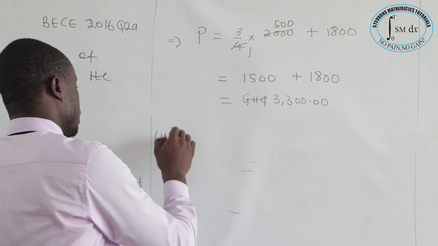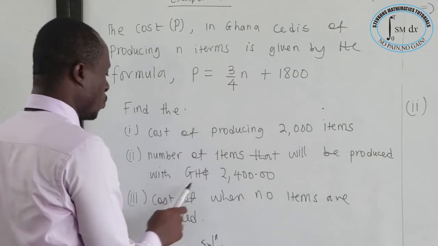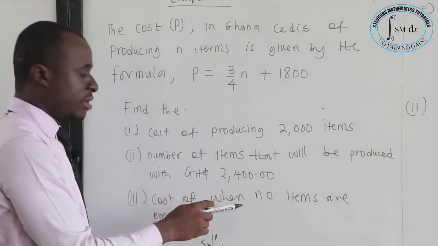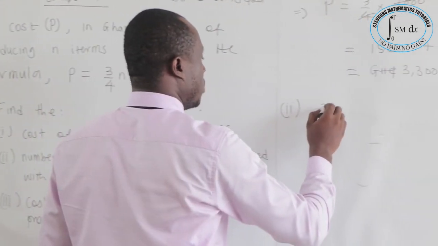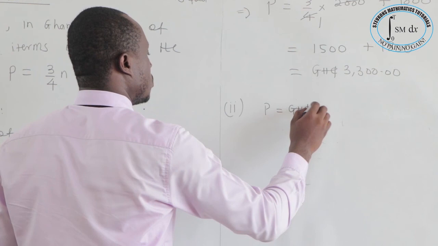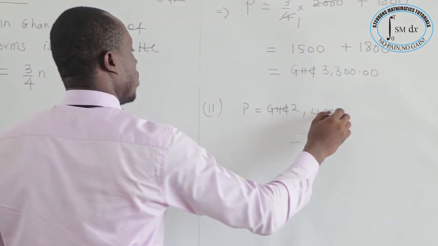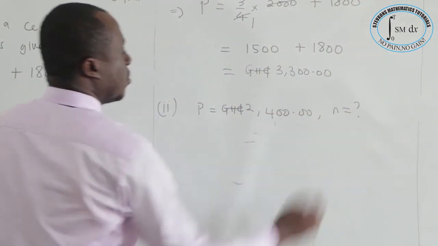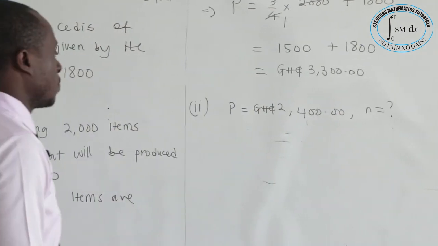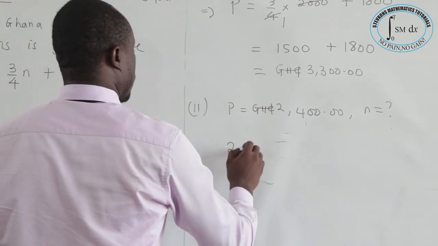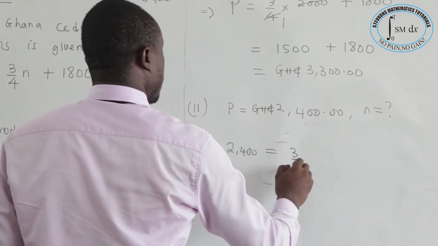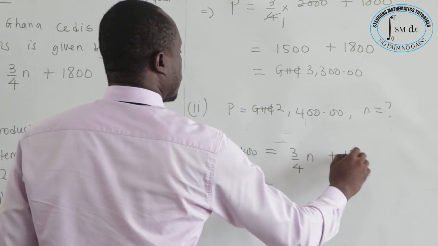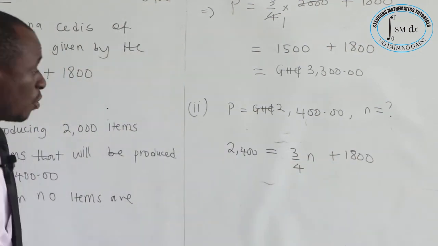Now let's see the second one. The second one says the number of items that will be produced with 2,400 cedis. So when the cost is 2,400 cedis, and the cost is represented by P, P is 2,400. What do you want to find? We want to find N. So you have to substitute. So 2,400 equals 3 over 4N plus 1,800. We want to find N.